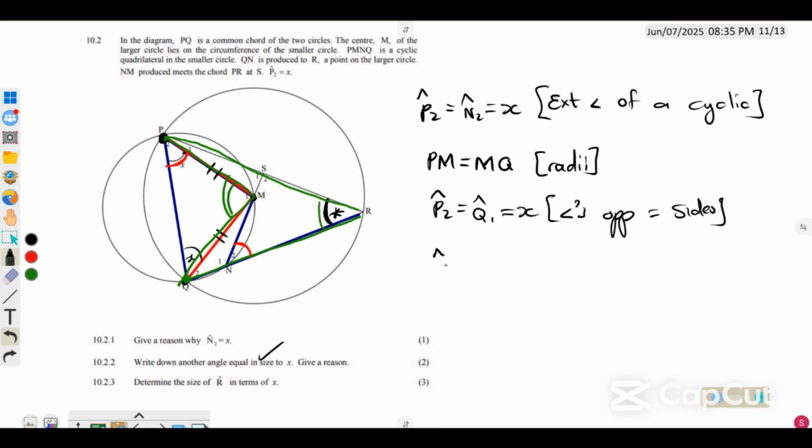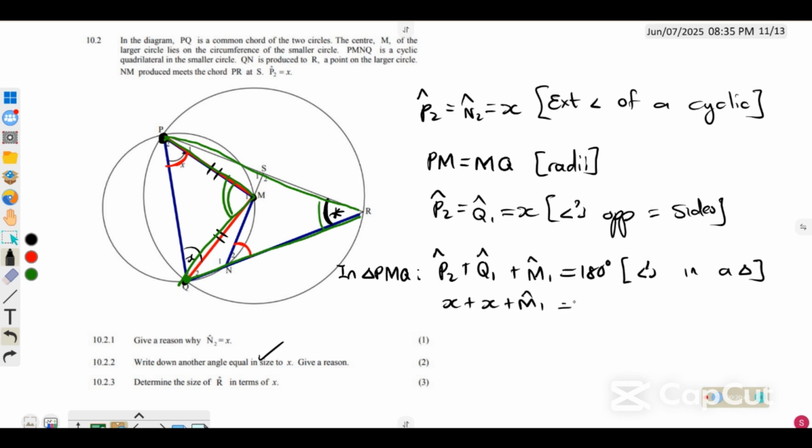When we do angle summation, angle P2 added to angle Q1 plus angle M1 in that triangle. Let me be specific. In triangle PMQ, P2 plus Q1 plus M1 should give us 180 degrees, and these are angles in a triangle. P2 is X, Q1 is also X, plus M1, which is an unknown, should give us 180 degrees. This is 2X. Therefore, angle M1 will be equal to 180 degrees minus 2X.